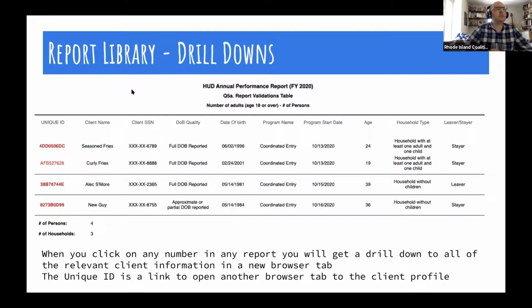So this is what the drill down report looks like, and this will be true for pretty much any report that you run. When you click on a number, you'll get the drill down of all of the relevant clients. And it will display all of the information that caused the client to be counted in that number that you clicked on. Sometimes you're clicking on a number and what you actually want is the clients who aren't included.